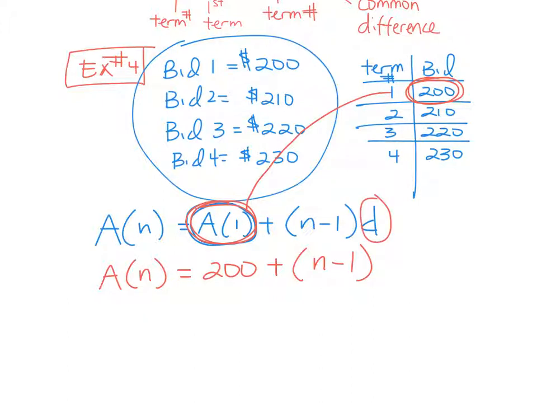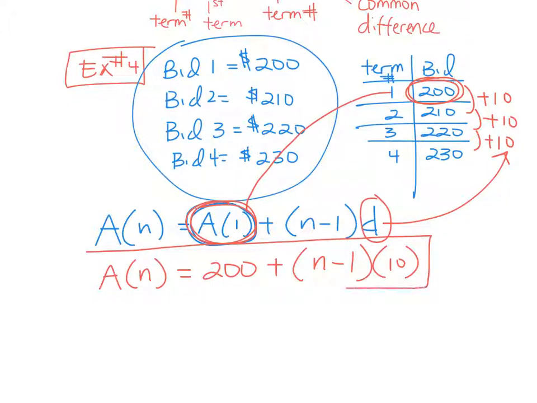What's the common difference in this problem? 10, right? Each time you were going up by 10. Plus 10, plus 10, plus 10. So my common difference is that number. So we're going to put times 10 right behind that. Okay? So if they ask you for the explicit formula, this is it.